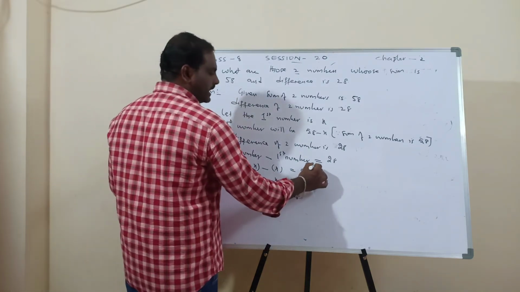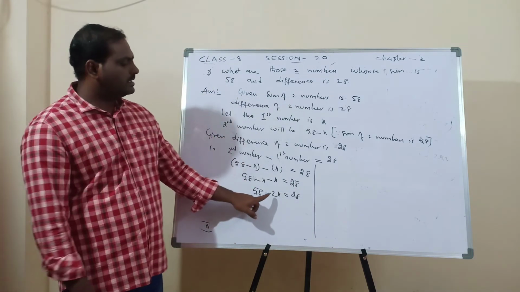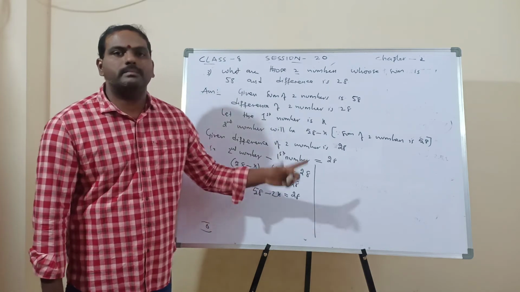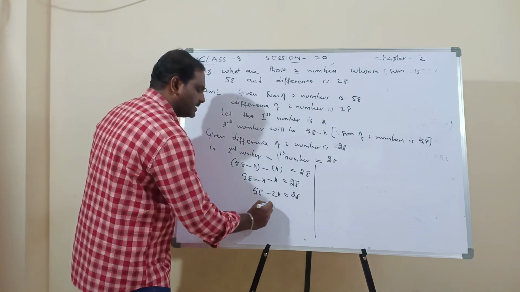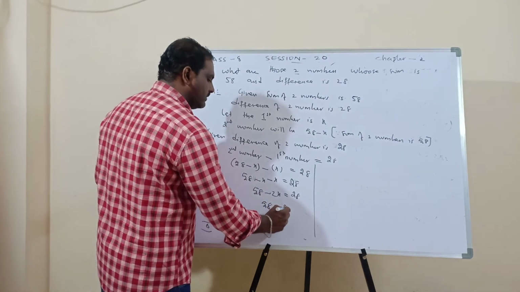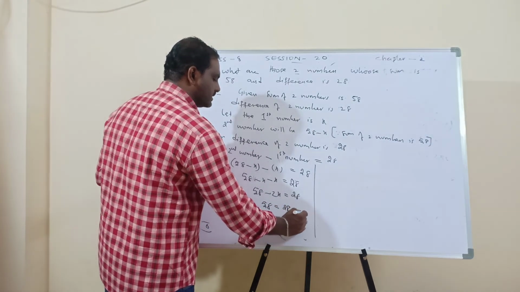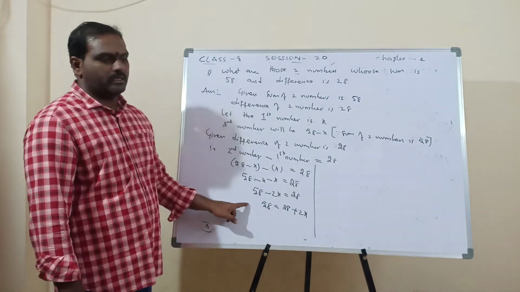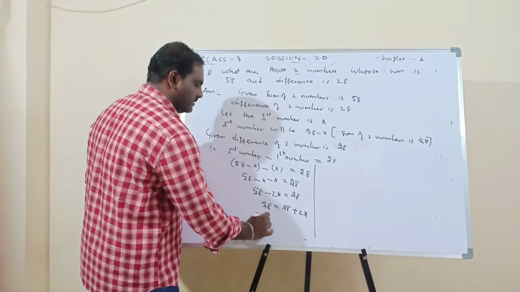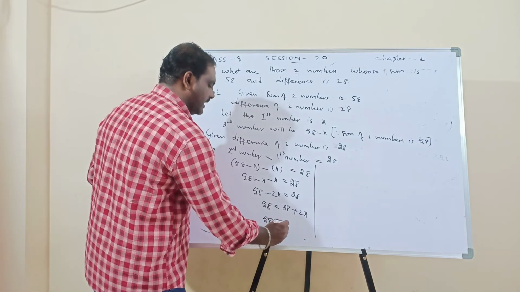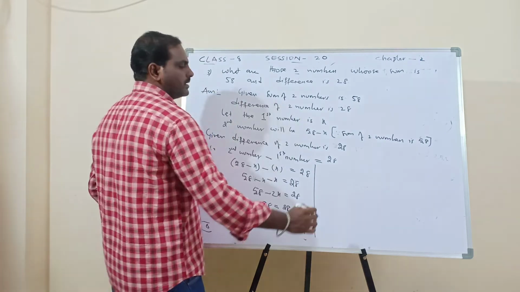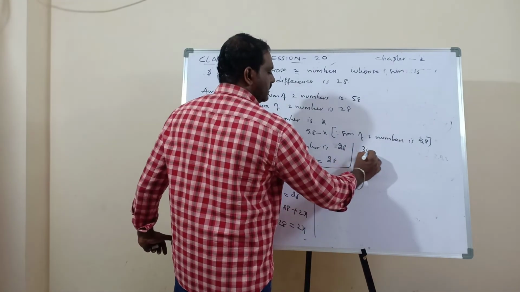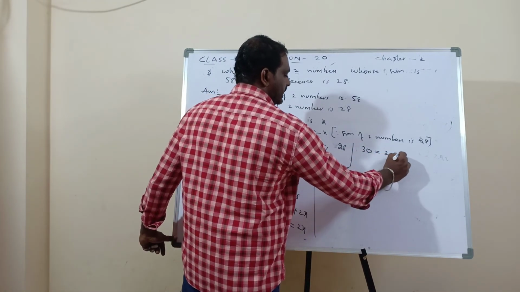Now I'll go for the transformation. Very simple transformation. I'll send this minus 2x to that side. What happens? It will become plus 2x. So 58 is equals to 28 plus 2x. Now I'll send this 28 to this side. What happens? Minus. 58 minus 28 is equals to 2x. What is 58 minus 28? 30. So 30 is equals to 2 into x.